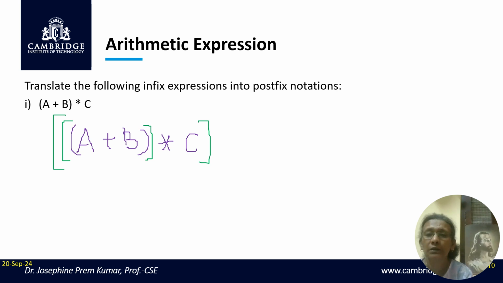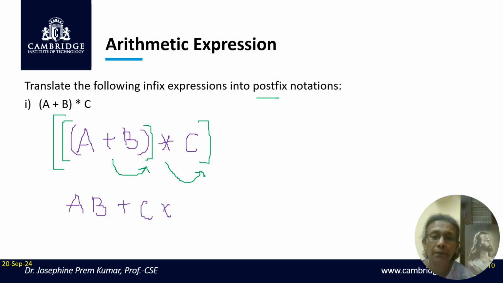Now it is postfix. So what I do is, postfix is the operator should be after the operands. So I will shift the operators to the right square brackets now. So plus will go here and multiplication will go here. So what do I get? I get this as A B plus C star. Okay.